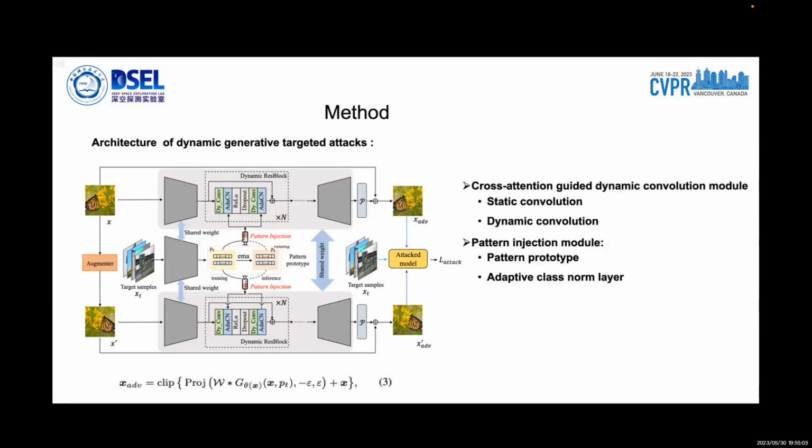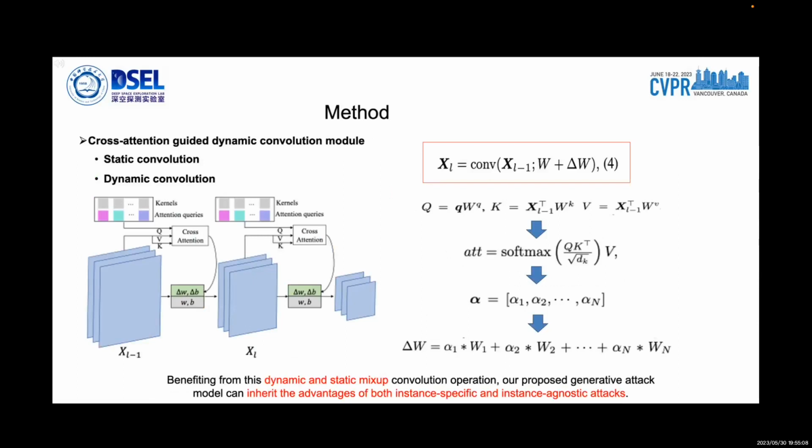For the cross-attention guided dynamic convolution module, we propose a static and a dynamic convolution kernel, where the dynamic kernel weight is calculated by cross-attention according to input features. Specifically, there are several learnable kernels and learnable attention queries that weight each kernel. The final dynamic kernel parameters are a weighted sum of all learnable kernels. So, benefiting from this dynamic and static mix-up convolution operation, our proposed generative attack model can inherit the advantages of both instance-specific and instance-agnostic attacks.